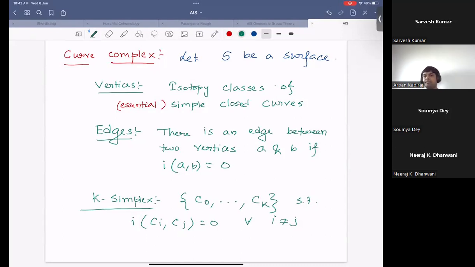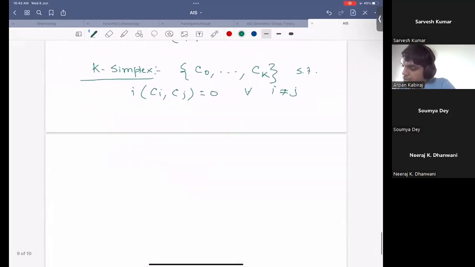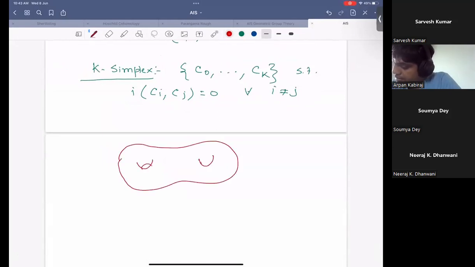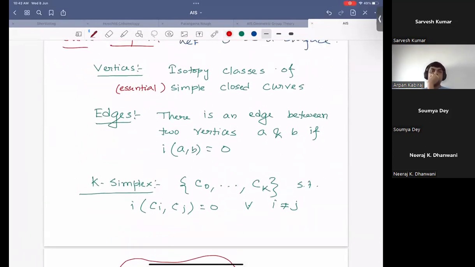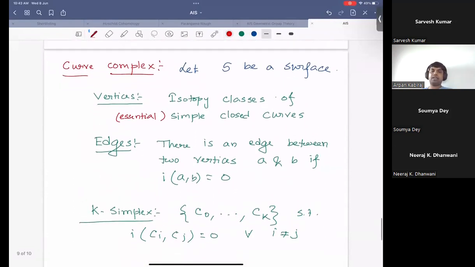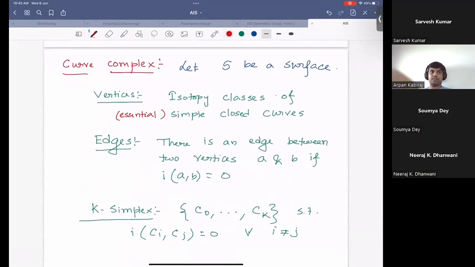If you look at the one-skeleton, it is generated by vertices and edges. The vertices are simple closed curves, and the edges are pairs of disjoint curves. So what are the examples? Let me see. First of all, the vertices are isotopy classes of simple closed curves. If you take a surface of genus g greater than or equal to 2, no matter what the boundary components or punctures are, you have infinitely many isotopy classes of simple closed curves. So the number of vertices is always infinite. This is an infinite dimensional simplicial complex to begin with. That's the first thing to keep in mind.